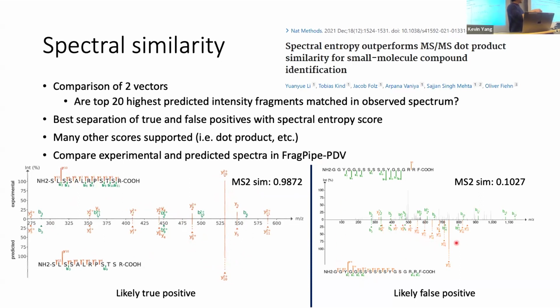On the other side, though, you see the experimental and predicted spectra have a similarity of 0.1. And it's very evident here. In the experimental, you get a lot of these b ions matching. However, it's missing a lot of these y ions, which are quite intense in the prediction. And so because of that, we believe that this is more likely a false positive, and the peptide is probably not going to be in our sample.